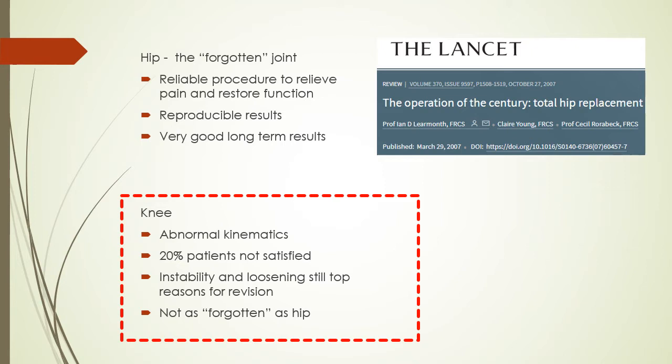On the knee side, also largely very successful, but not as successful as hips. We still are seeing abnormal kinematics in some of the cases. We have up to 20% of the patients not satisfied with their knee replacement surgery. And for the top reasons for revision, from the entire history, we have been seeing instability and loosening. We still have not entirely resolved the issue.